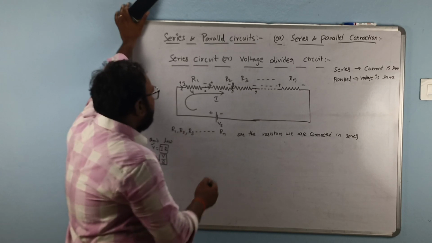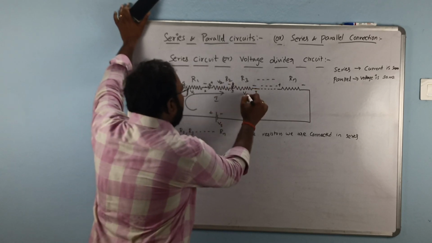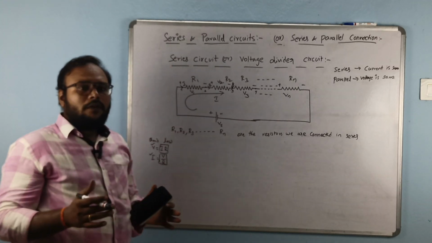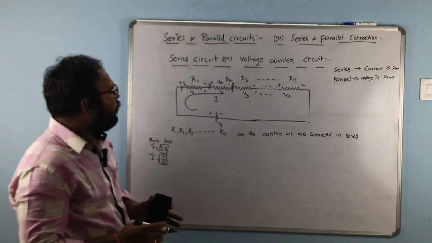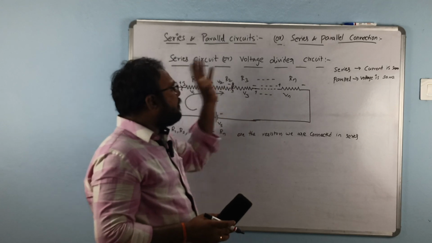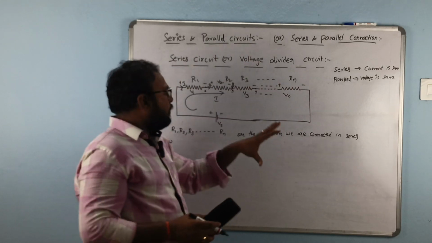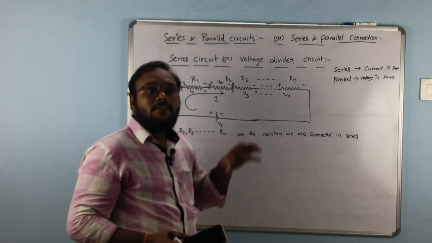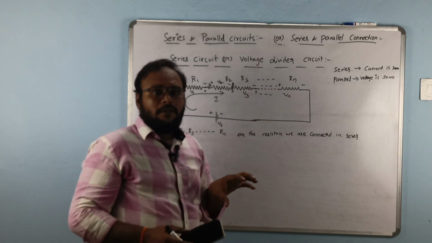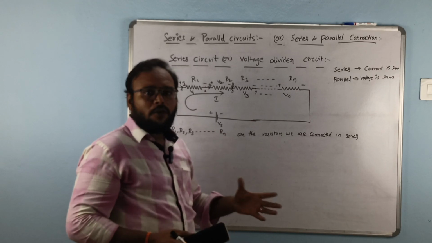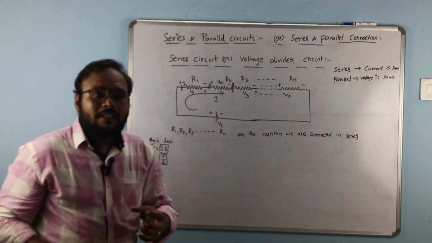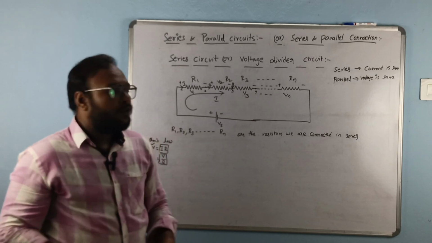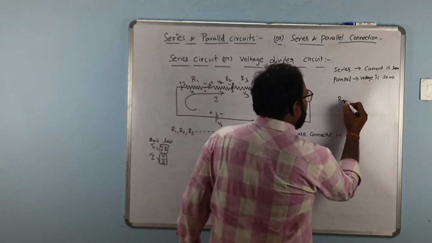Now see here. V1, V2, V3 and so on Vn. So we are going to find out the equivalent resistance of a series connected circuit. This is a series connected circuit. For that we are doing this. We are going to find out the equivalent resistance equation when the resistors are connected in series. So we are going to find out the R equation.